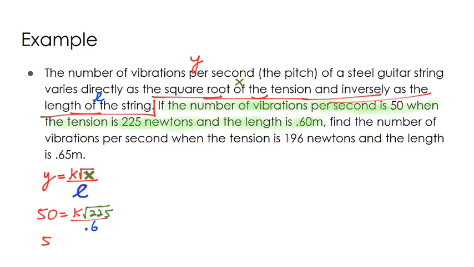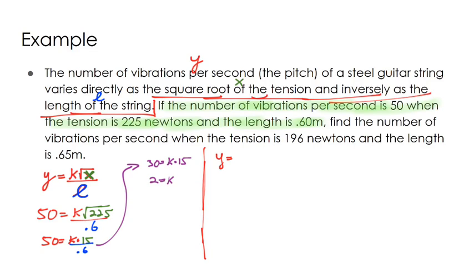So I'm going to have 50 equals K times the square root of 225, which is 15, and then I'm going to divide by 0.6. If I multiply each side of the equation by 0.6, I believe we get 30 equals K times 15. And I'm going to divide by 15 on each side and get that K is 2. That is our constant of variation. So now we did all that work to figure out what K is. So we have Y equals K times the square root of X, and that's all going to be divided by that L value.